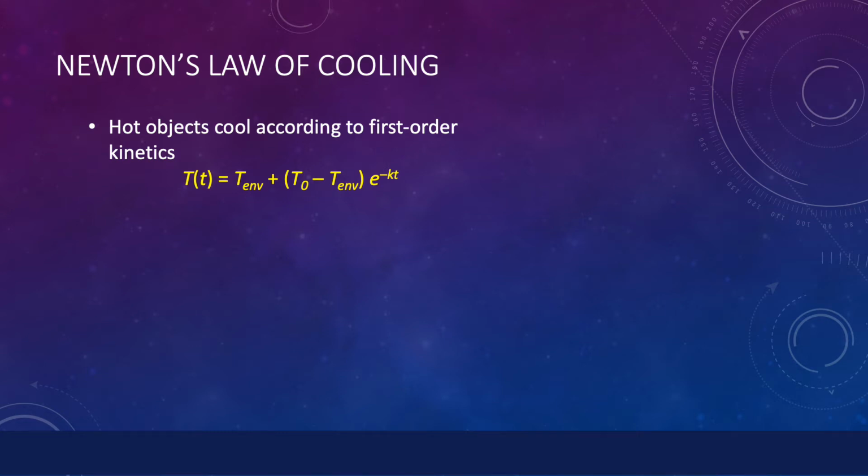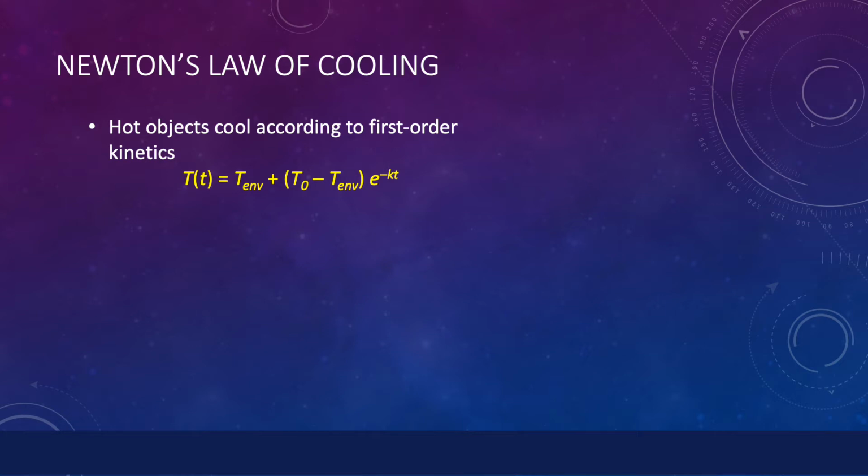As we can see from this equation, as little t goes to infinity, that exponential on the far right is going to go to 0. As it goes to 0, that means that the temperature of the body is going to approach that of the environment. And that's exactly what we would expect. As things cool down, eventually they reach thermal equilibrium with their surrounding environment.